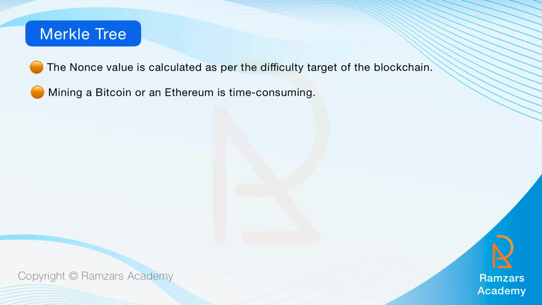That's why mining a Bitcoin or an Ethereum is time-consuming, because this nonce value, which is being calculated by the miner, is in the form of 2 to the power 68, which is a large value to be calculated, and usually miners need to guess a certain number of leading zeros inside the block.